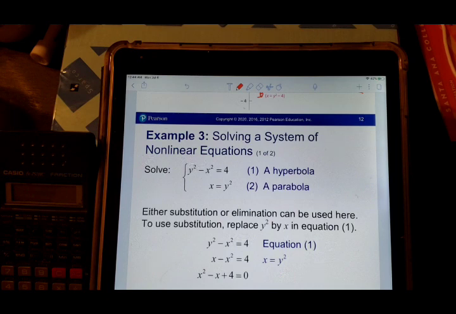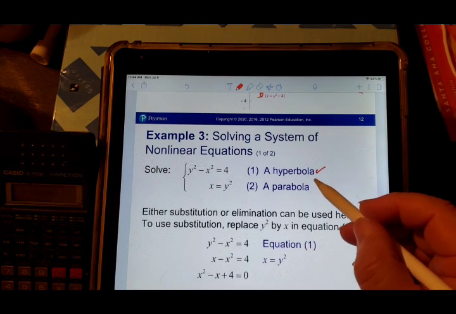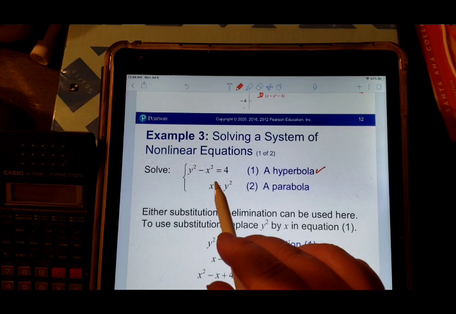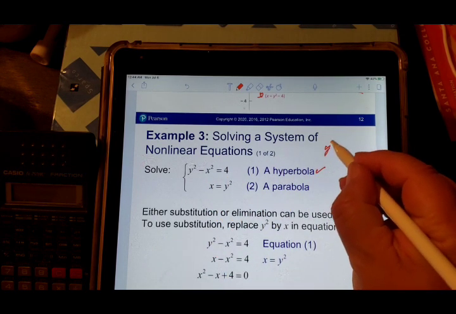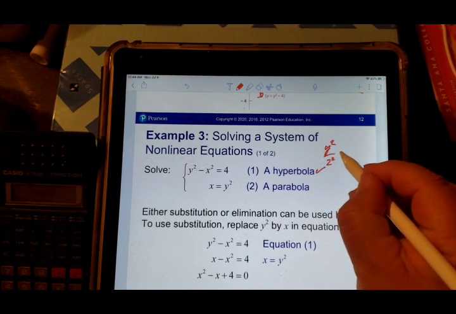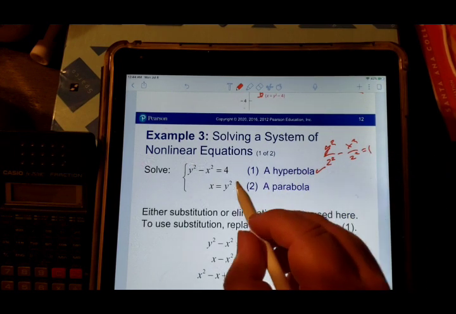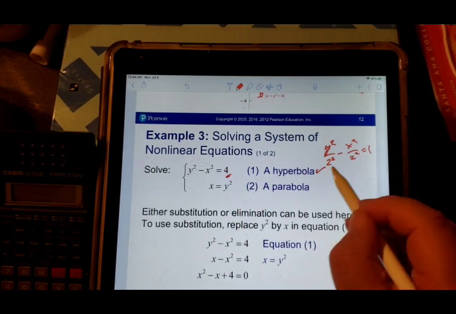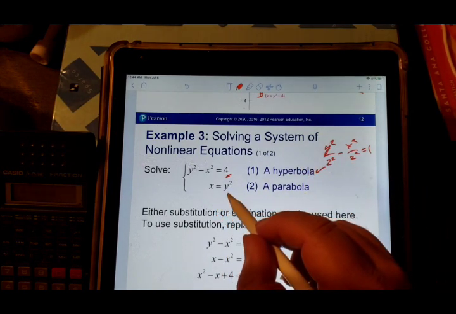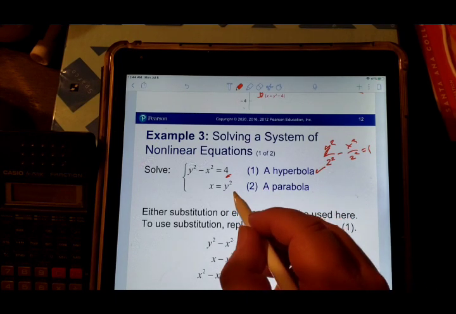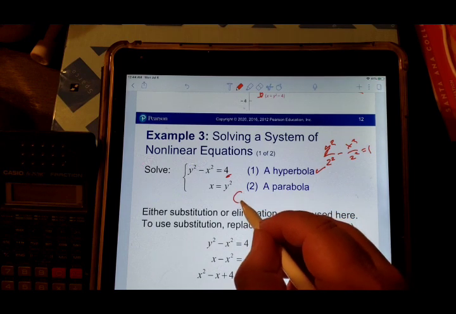Let's look at this one. Another system of equations, a hyperbola, and hopefully you kind of recognize that as a hyperbola. Maybe not yet, but if I divided it by 4, I'd get y squared over 4, which is 2 squared, minus x squared over 2 squared equals 1. Dividing by 4 would make that a 1. And yeah, that's a hyperbola. And then x equals y squared is a parabola. We know y equals x squared is a parabola open up. This is a parabola that opens to the right.